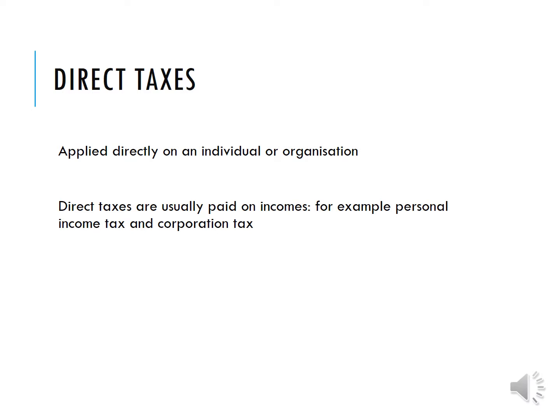There are two broad types of taxes. The first one is a direct tax, and this is applied directly on an individual or organisation. And they're usually paid on incomes, for example, income tax or corporation tax, and they're taken directly off you. It's very difficult to avoid paying these types of taxes.